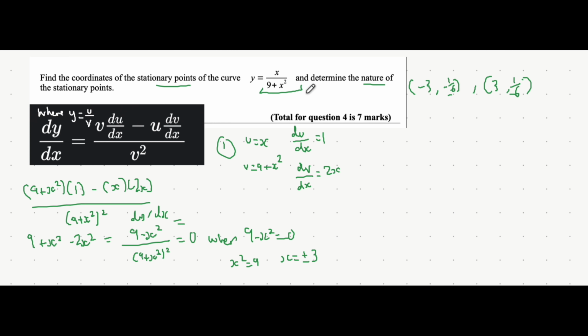Perfect. It's also asked for the nature of these stationary points. So how we do that is I'm going to change the color of the pen actually, because it's quite a big question.